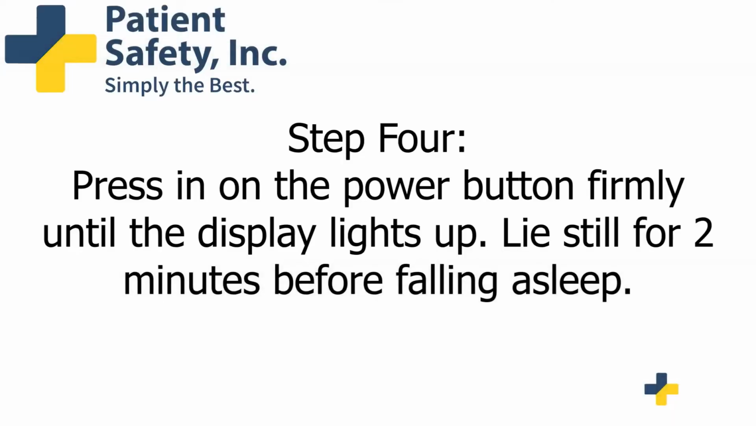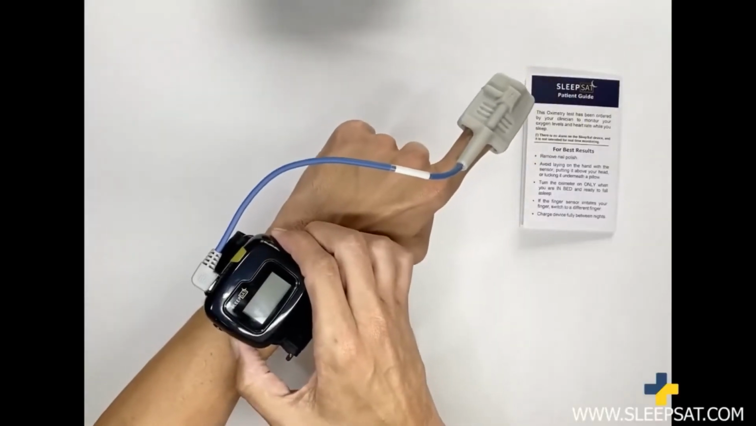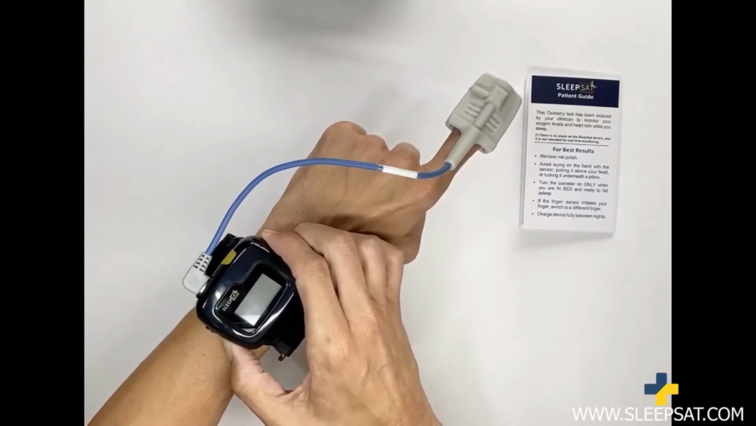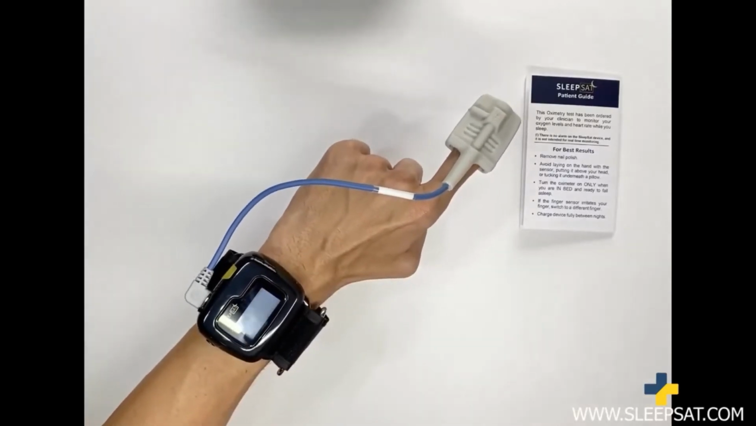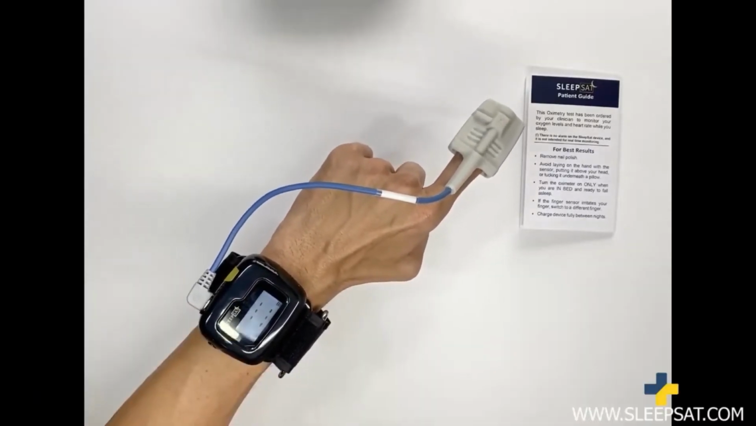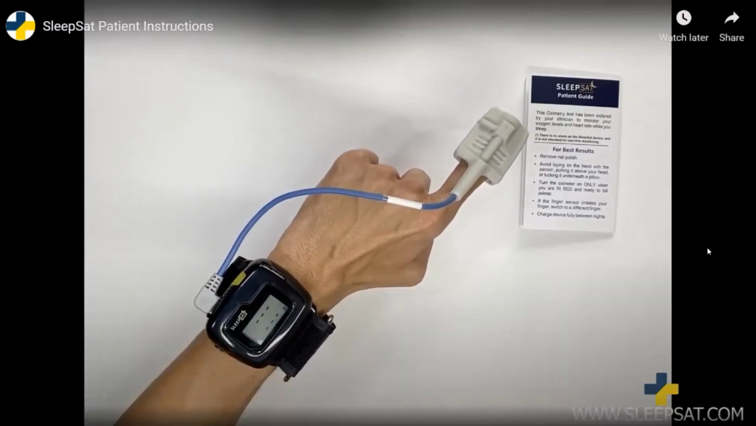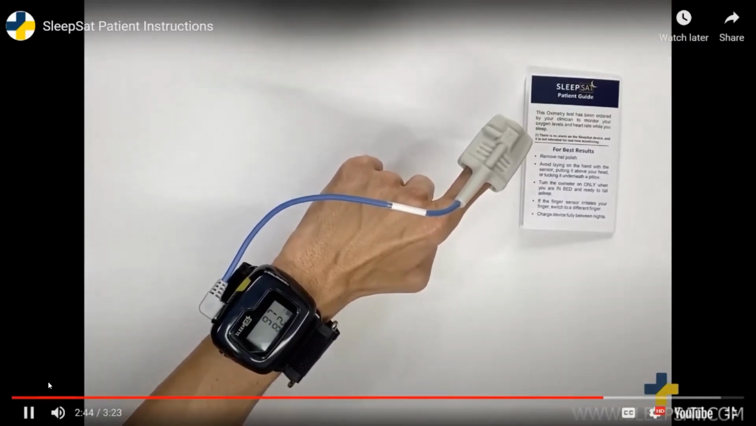Step 4. Press on the power button firmly until the display lights up. Lie still for 2 minutes before falling asleep. If the finger sensor comes off or is removed during the night, or if the wrist unit continually flashes SEN OFF, put the sensor back on, making sure your finger is inserted completely. Press the power button firmly until the display lights up.